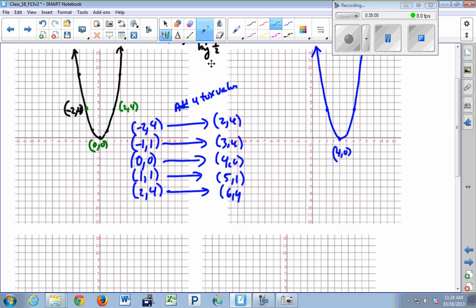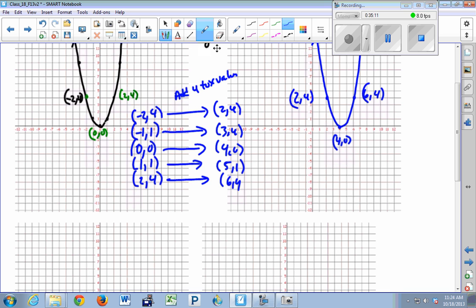So again, put your key points in here: 4, 0, 6, 4, and 2, 4. Notice I picked the even ones. Okay, and now what are we going to do to them? We're going to take all of the x values and chop them in half. So instead of 2, 4, I am now going to be 1, 4. I'm going to divide all my x values by 2. And instead of 4, 0, I'm going to become 2, 0. And instead of 6, 4, I'm going to become 3, 4. So those are my new points to graph.